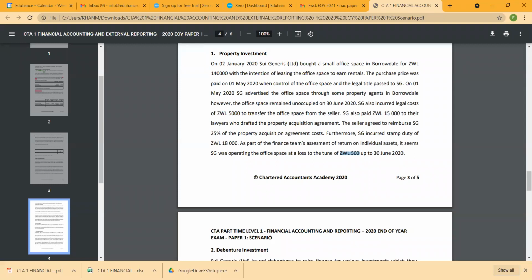Yes, I have a question. Just a quick one. Yes. When they say the office space was operating at a loss of 500, what exactly will be happening?